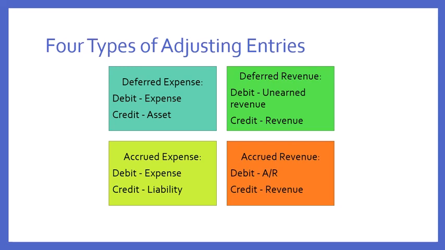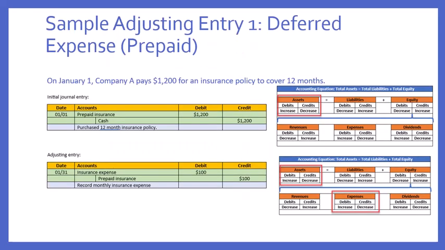So let's look at some of these examples. Our first example is going to be an example of a deferred expense. In this case, it's going to be a prepaid. Prepaid expenses are expenses that we have paid for in advance, so they have been recorded as an asset. So let's say for example, an insurance policy. We might pay $1,200 up front for an insurance policy that's going to cover the next year.